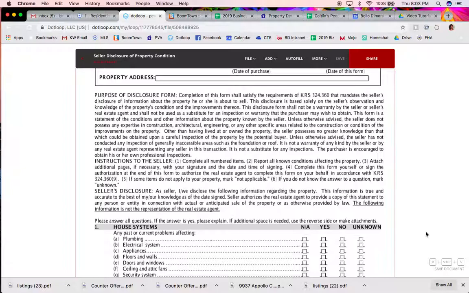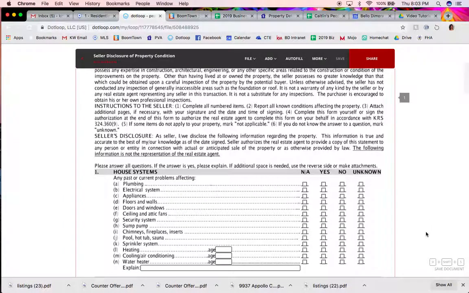If there are any additional pages that are needed due to warranties or space or whatever, then you can add additional pages just to make sure that everything you need to disclose is disclosed. There are things that are not going to apply to every home, like not every home has a fireplace or a sprinkler system, so that will be an NA option. If the seller truly has no knowledge, they will select unknown.